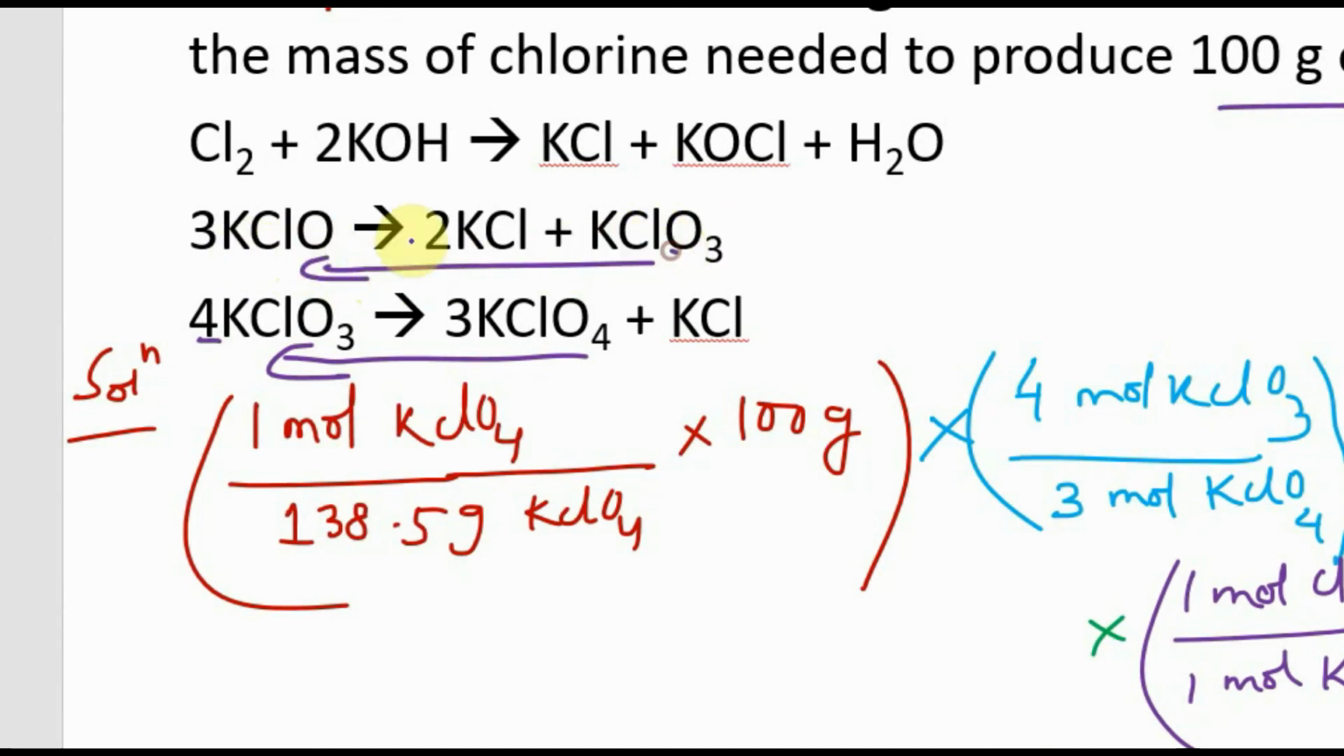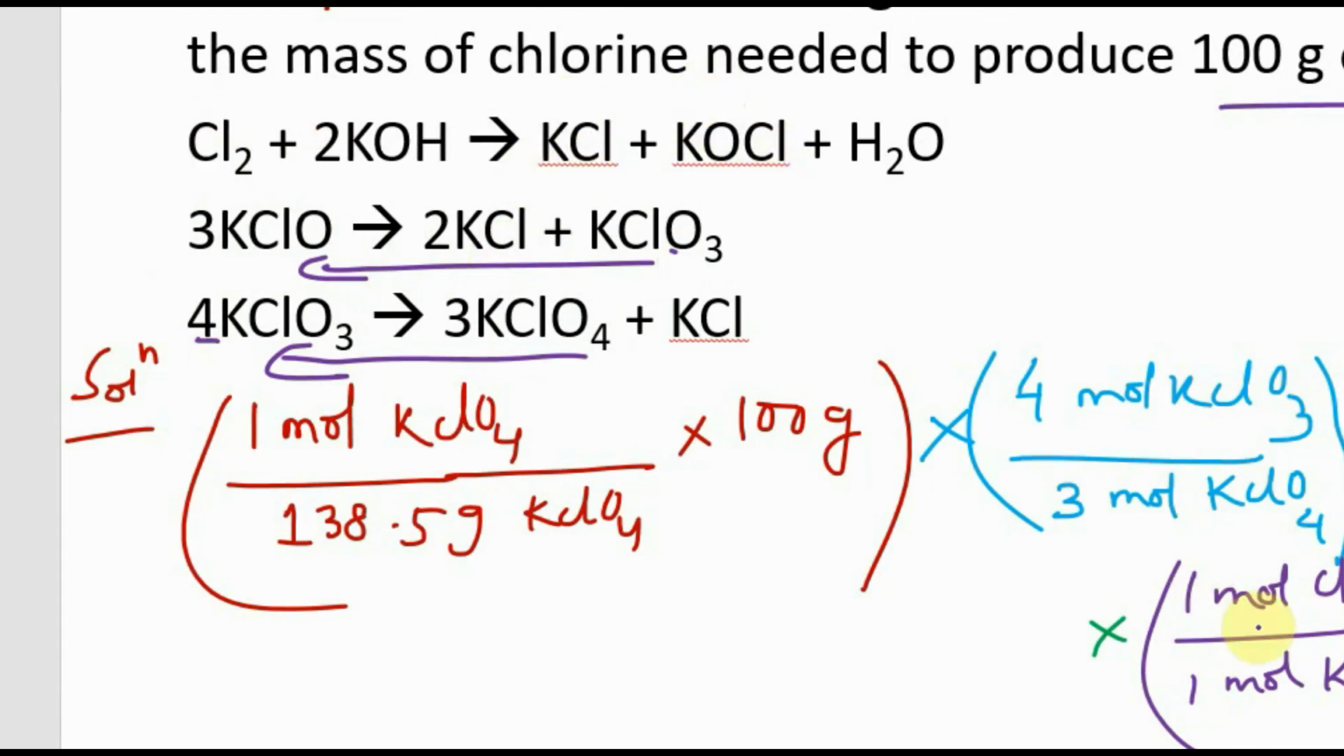So 1 is produced by 3. So 3 by 1, 3 moles of KOCl or KClO by 1 mole of KClO3 into the total number of moles of KClO3 up to this. Then you have gone up to the second one from backwards. Third is over, second is now over. Then the first one. The 1 mole gives 1 mole. So 1 mole of chlorine by 1 mole of KOCl, left side in the numerator and right side in the denominator, that will be the total number of moles of chlorine.